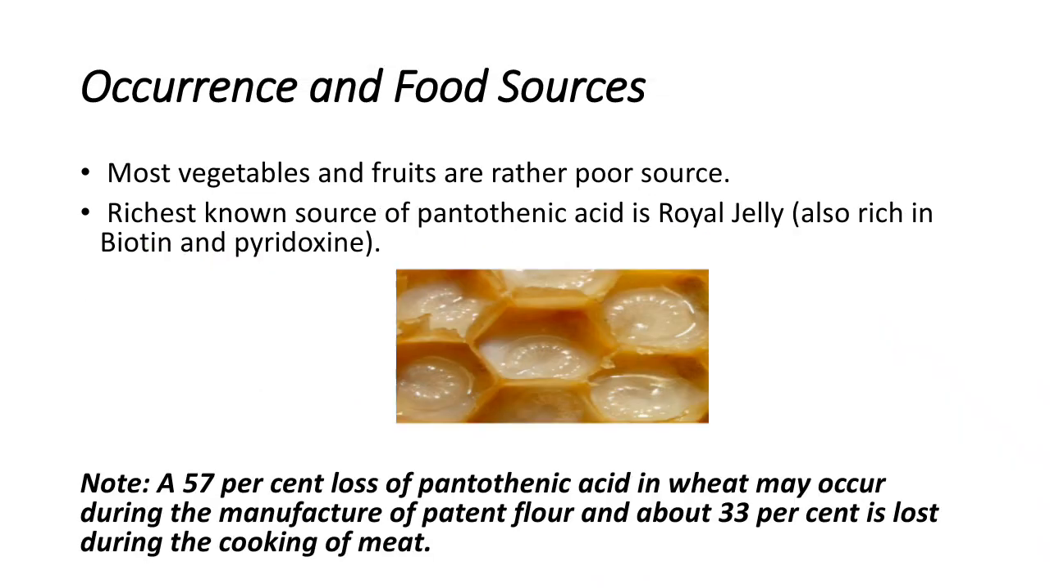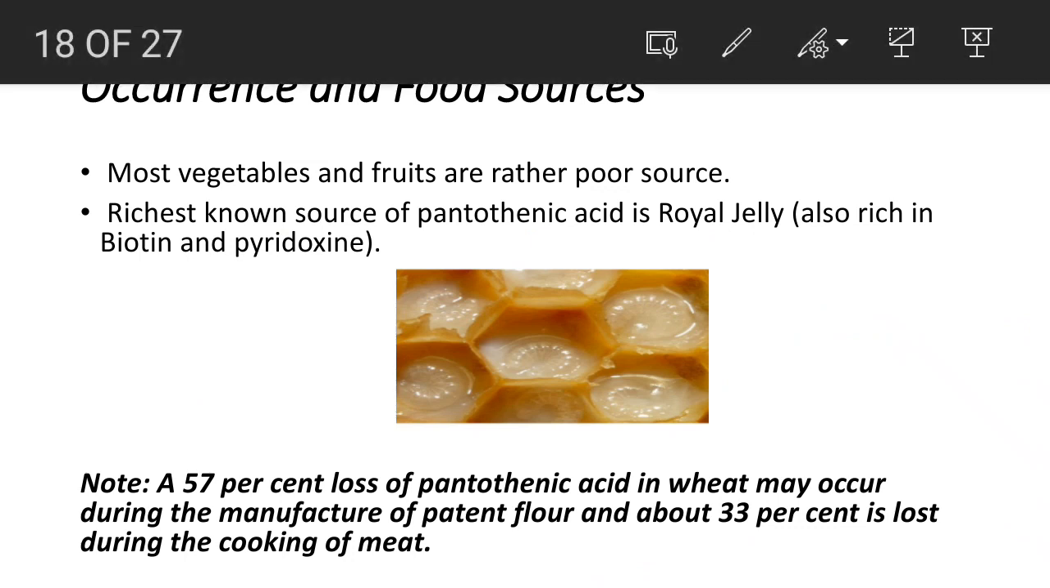Most vegetables and fruits are rather poor sources of vitamin B5. The richest known source of pantothenic acid is royal jelly. It is also rich in biotin and pyridoxine, as we have already seen in our previous sessions.